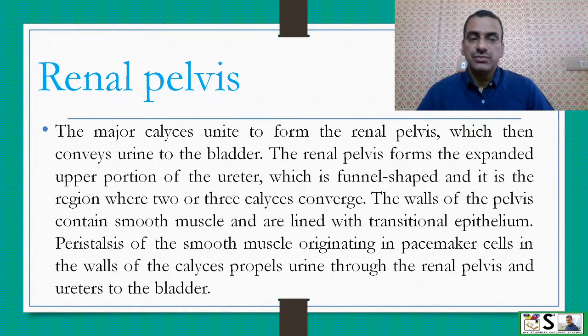The renal pelvis forms the expanded upper portion of the ureter, which is a funnel-shaped structure, and it is the region where 2 or 3 calyces converge. The wall of the pelvis contains smooth muscle that is lined with transitional epithelium. Peristalsis of smooth muscle originating in the pacemaker cells in the wall of the calyces propels the urine through the renal pelvis and ureter to the bladder.